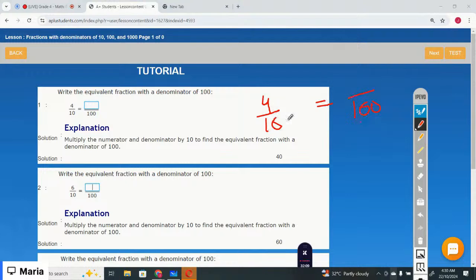10 times 10 makes 100, right? So you need to multiply the numerator by 10 also. So 4 times 10 is 40. So that means the missing numerator is 40. Got it? Because 10 times 10 is 100, so you need to multiply the fraction by 10. So the missing one is 40.